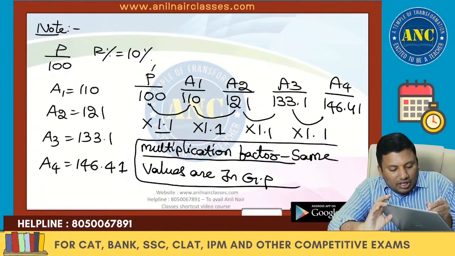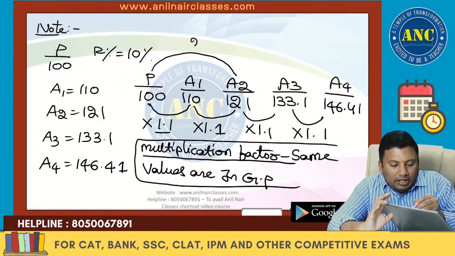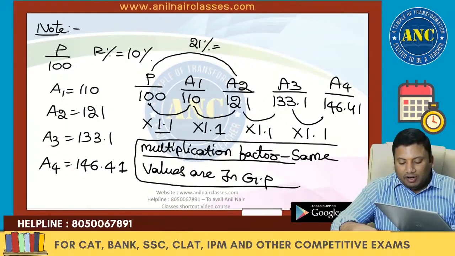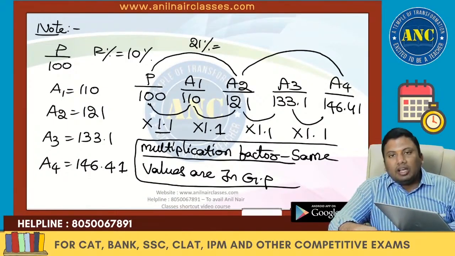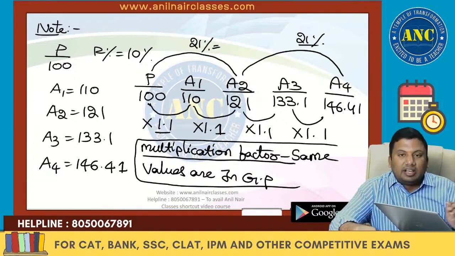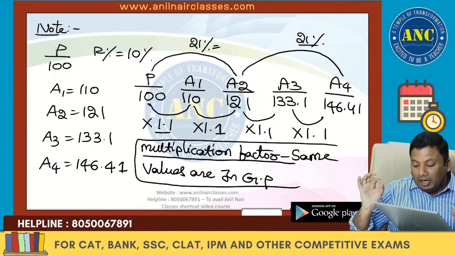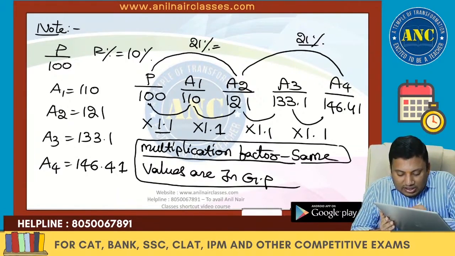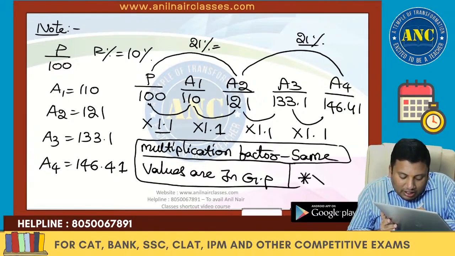That means from principal to amount, 100 becomes 121, which is a 21% increase, and 121 to 146.41 is also a 21% increase on 121. I hope this point is clear. Multiplication factor is the same for the consecutive values. That means the values are in geometric progression.